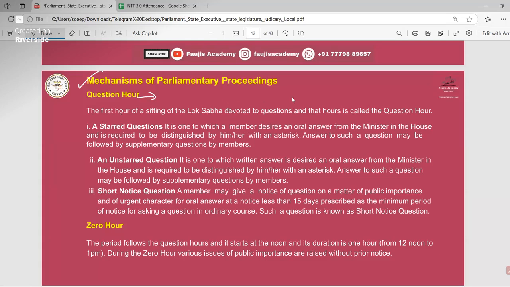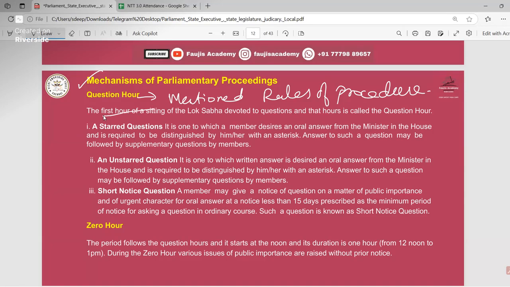This is the part where the members ask questions to the ministers or to any concerned departments, right? It's not mentioned in the constitution. It is mentioned in the rules of procedure of both the houses. Note this one, because this has been a question previously. Whether question hour is mentioned in the constitution or not was the question. So it is not mentioned in the constitution, it is mentioned in the rules of procedure of the parliament.